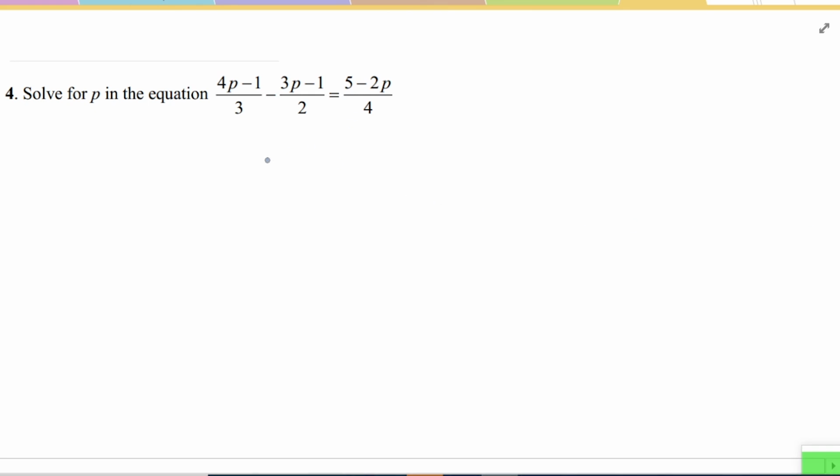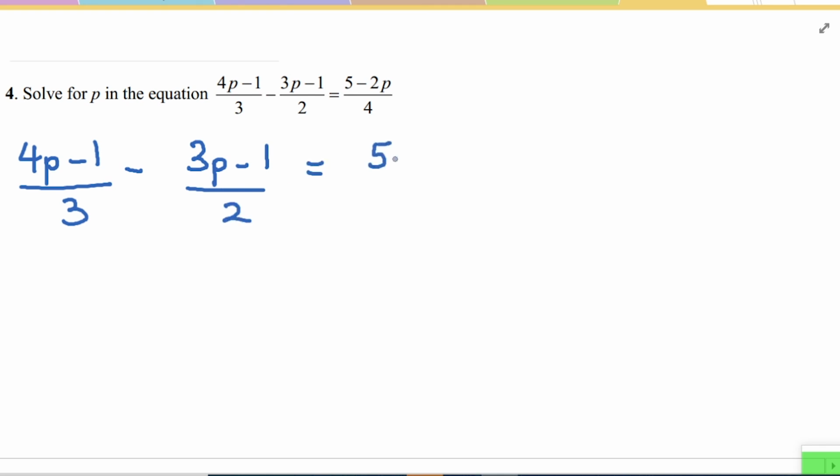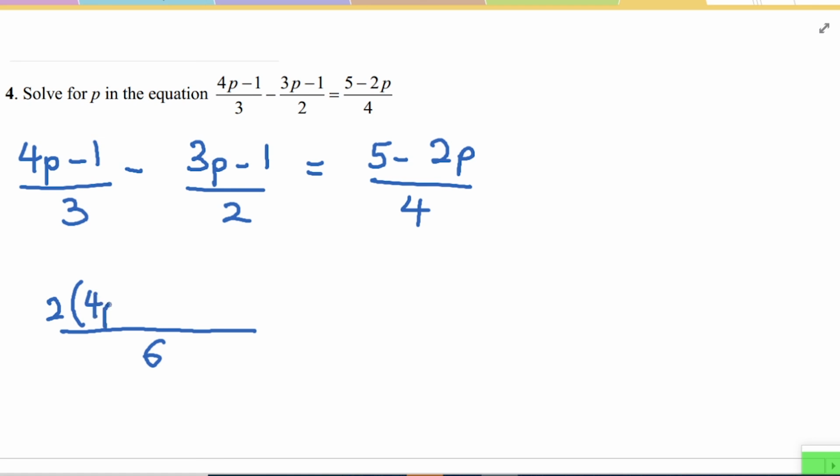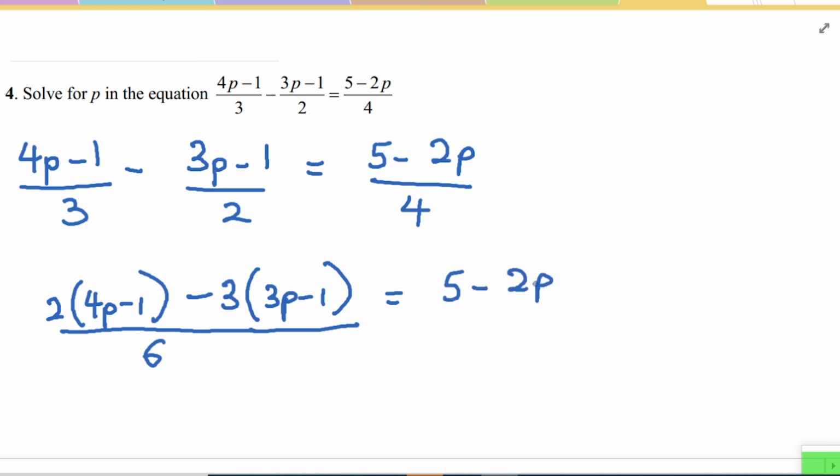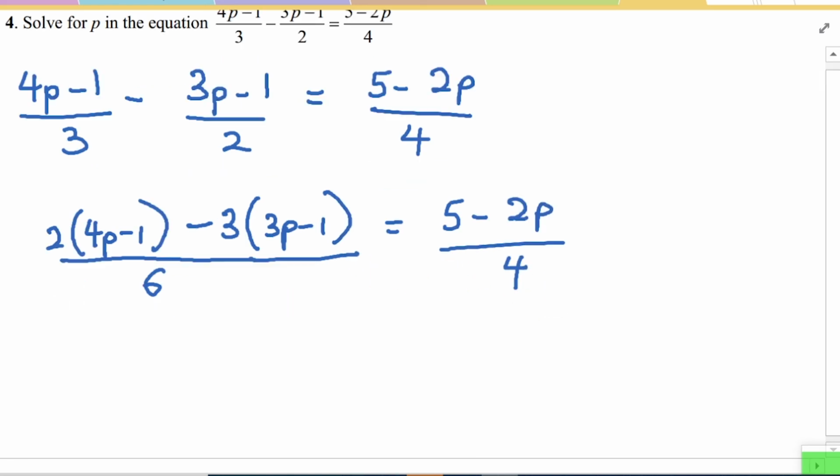And finally, let's solve for the value of p in this expression. We have 4p minus 1, divided by 3, minus 3p minus 1, divided by 2, giving us 5 minus 2p over 4. So we shall go ahead and find the LCM. For 3 and 2, the LCM is 6. 6 divided by 3 is 2. So it shall be 2 times the expression on top, which is 4p minus 1, minus 6 divided by 2 is 3, then 3 times 3p minus 1. This is equal to 5 minus 2p over 4.